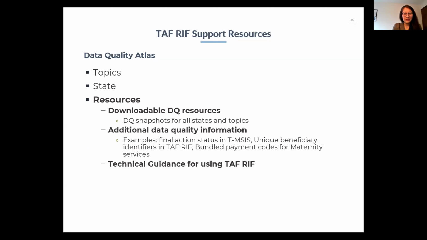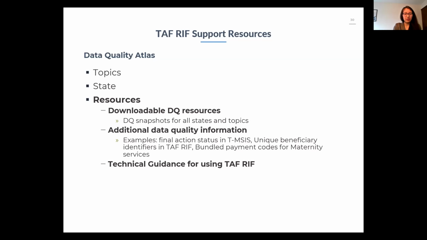The resources page is really helpful. You should probably start here. It describes the background of the production process. You'll get information on the DQ Atlas. And then there are also a few data quality resources that don't fit into the other sections. So that shared identifiers with mothers and newborns is found there. There's some information on final action.